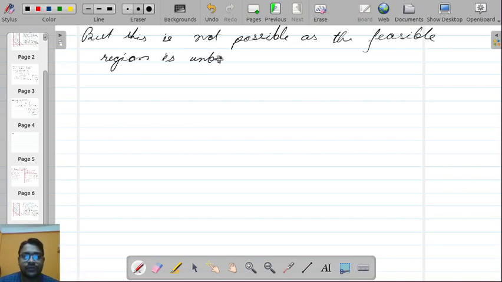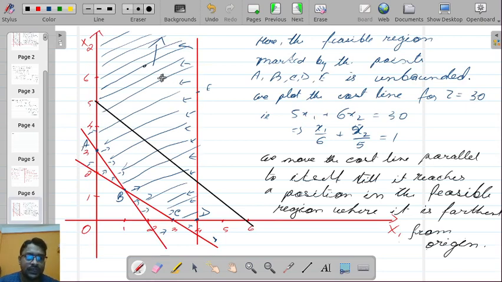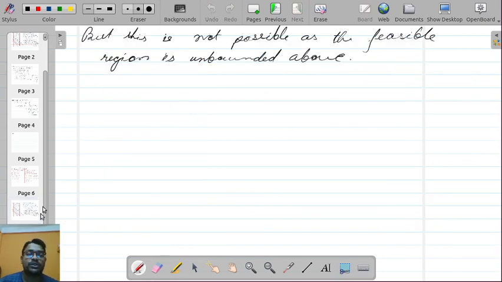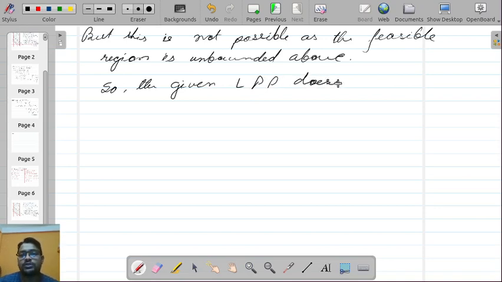Unbounded above. So in this case, the LPP doesn't have any optimal solution. It has a solution, it has infinitely many solutions. You take any point here, it's a solution. But it doesn't have an optimal solution. We cannot say for which position it is maximum. So the given LPP does not have an optimal solution, or has an unbounded solution. In this case, we also say it has unbounded solution.